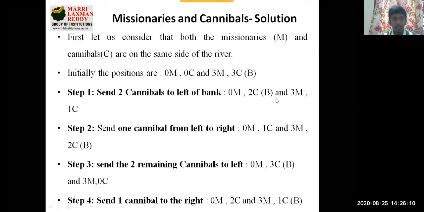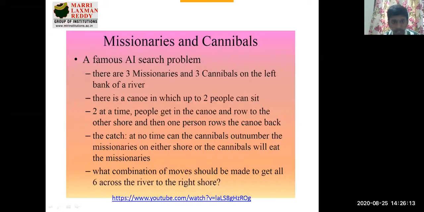I'll just start from the beginning, again as a revision. This is the problem we are going to solve in today's session. You have three missionaries and three cannibals on one bank of the river. We need to move all of them to the other bank through a canoe, or call it a boat. The conditions are that only two people are allowed in a boat at a time.